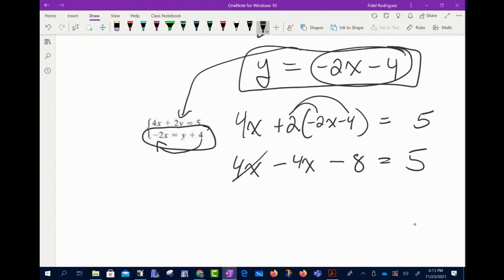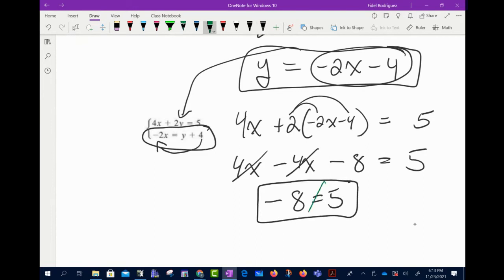And then I want you to notice something. My x's are actually going to cancel out, and we end up with something like negative 8 equals 5. But we know that that's not true. Negative 8 is not equal to 5. So when all my letters cancel out, what we say here is there is no solution. Okay?